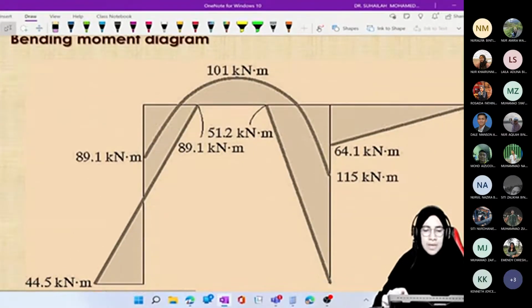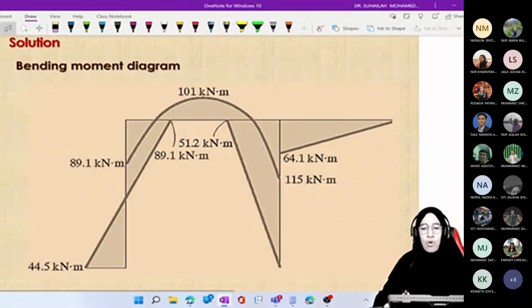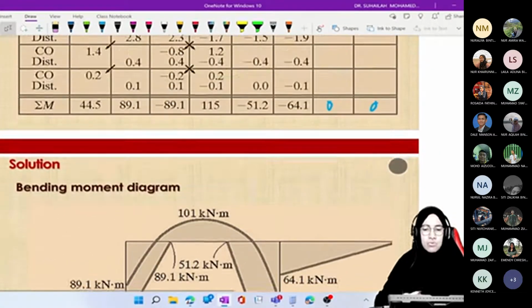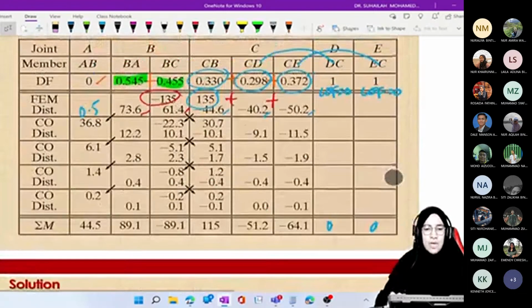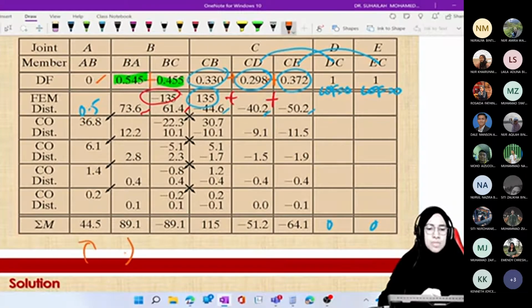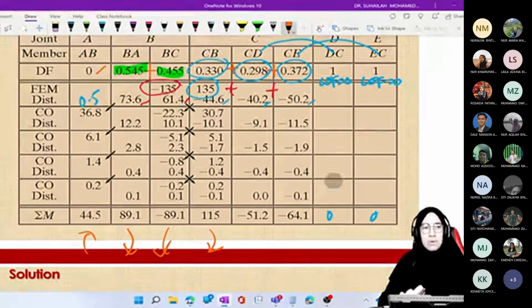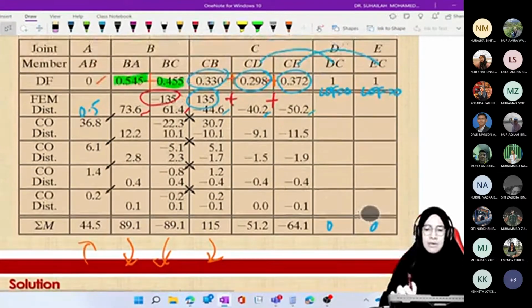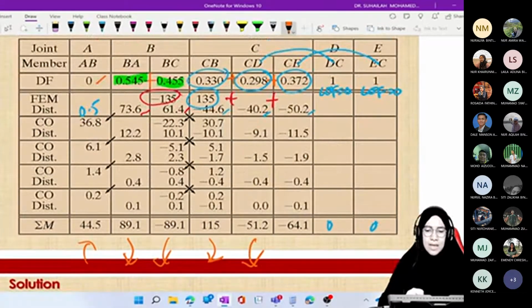Okay, and this is the bending moment diagram. To draw this, just as we have done previously. For AB and BA, it is positive, positive. For BC, it is negative. CB is positive, positive direction. And then CD is negative. CE is also negative.